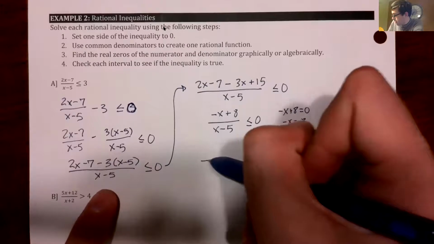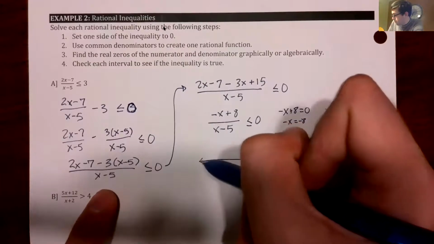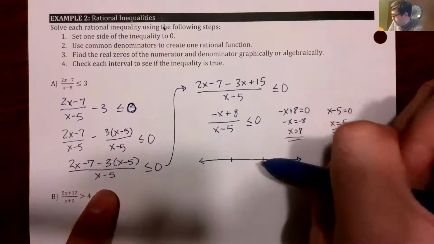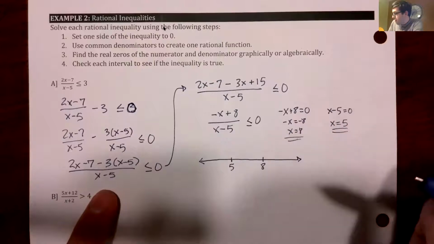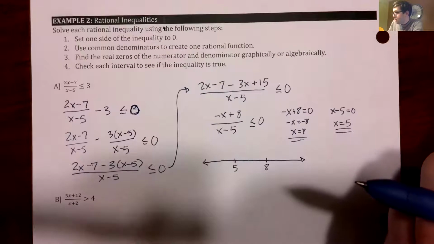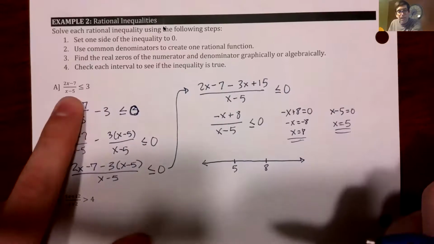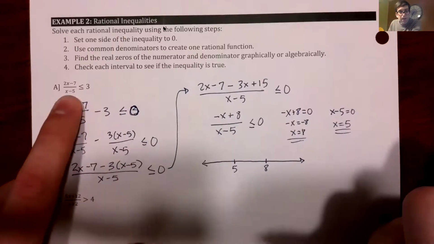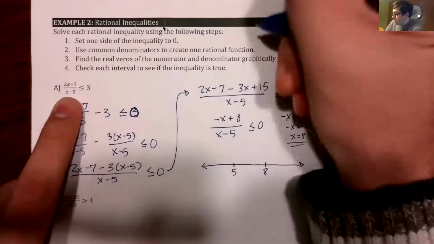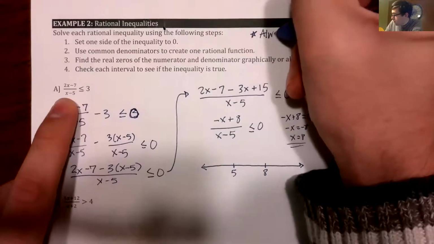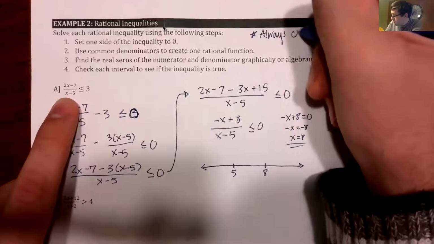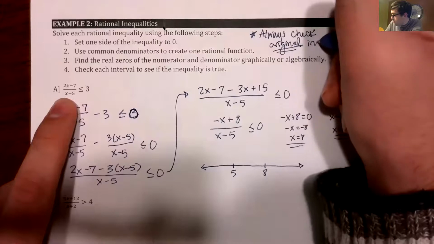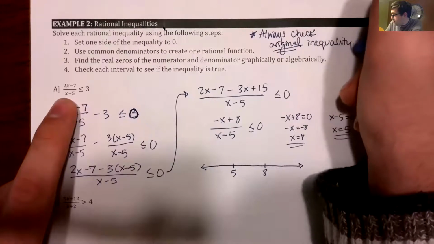So we're going to make our sign chart again. And we're going to use positive 5 and positive 8. And for rational inequalities, we're always going to go back and check the original function because things might have switched around when we manipulated it. So for rational inequalities, always check the original inequality for the sign chart.